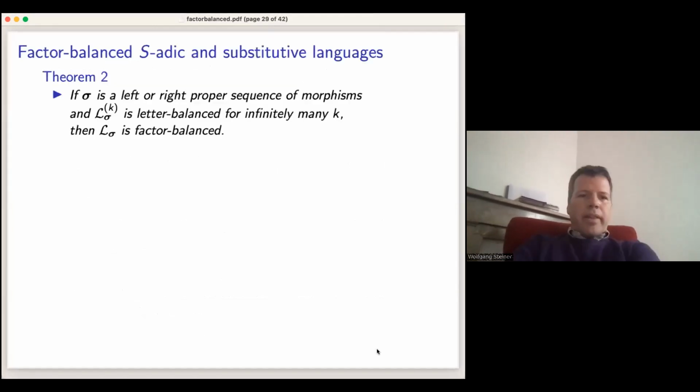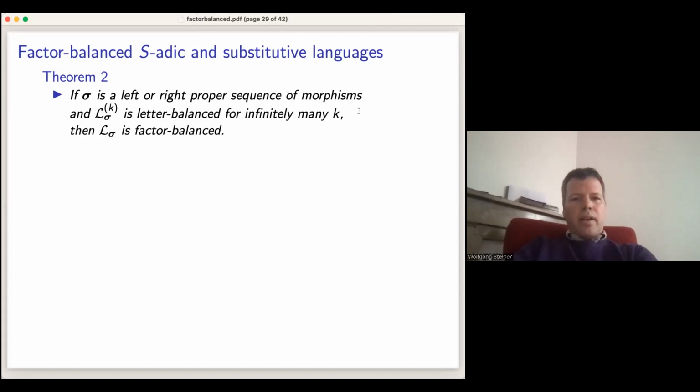So now we can state the main theorem. It tells us that if sigma is left or right proper, and all the languages L sigma k are letter balanced, so for infinitely many k or for all k it's the same, then the language L sigma is a very factor balanced, aesthetic language. So what's the idea here?